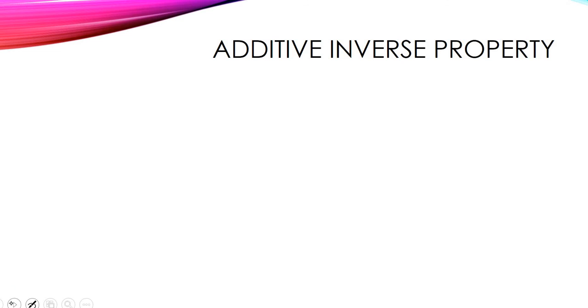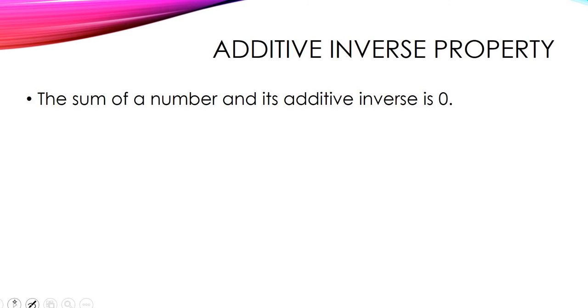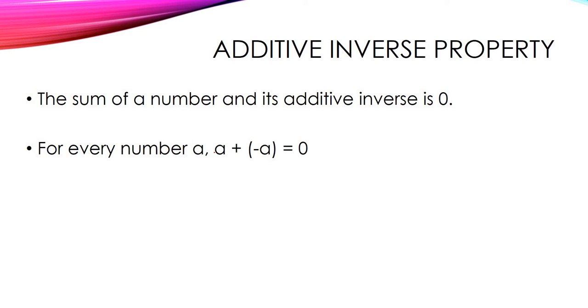So the additive inverse property says that the sum of a number and its additive inverse is 0. In algebra, we say a plus its opposite, the additive inverse, is 0. So for example, 4 plus a negative 4 is 0. Negative 7 plus the opposite of negative 7 is also 0.